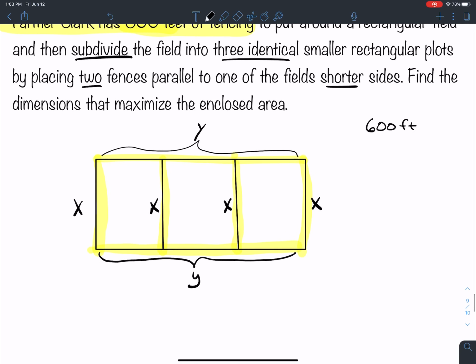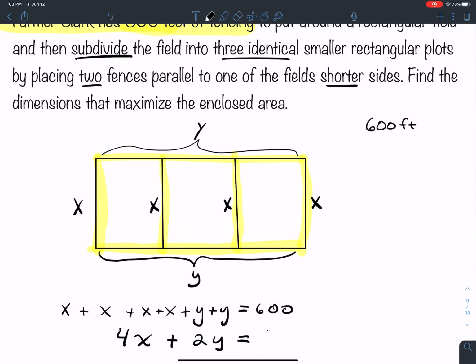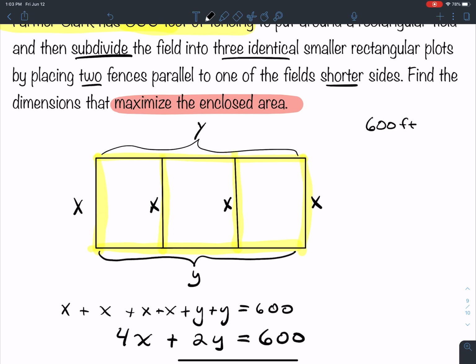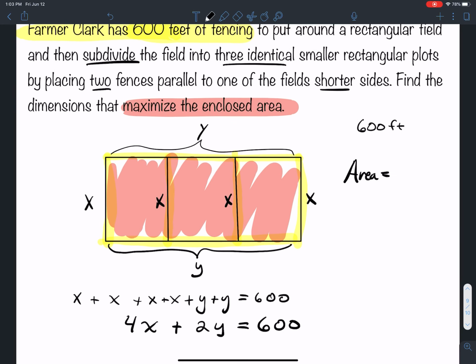Like I said, we have to add all these up to get 600. So I have X plus X plus X plus X plus Y plus Y equals 600. So that's 4X plus 2Y equal to 600. I want to find the dimensions which maximize area. So what is area? Area for a rectangle is base times height, which here the base is Y and the height is X.